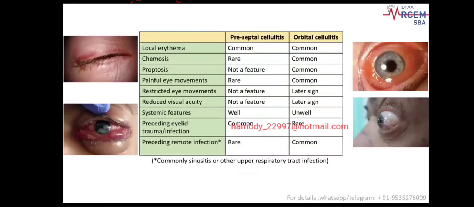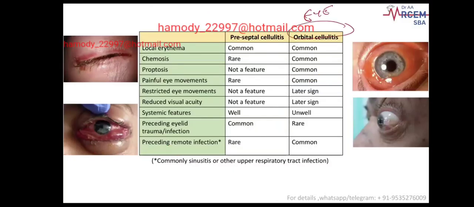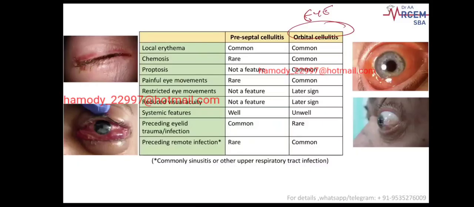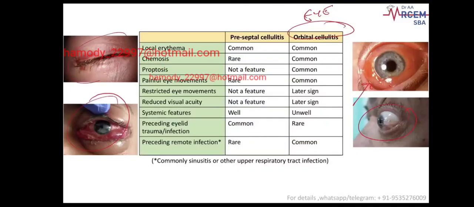How do you differentiate preseptal cellulitis from orbital cellulitis? Whenever any eye symptom is present, think of orbital cellulitis and admit the patient. As simple as that. For example, they are having chemosis. This is chemosis. Also, they are having proptosis. This is also chemosis. This is known as blepharospasm, painful, difficult in opening the eyes. Involuntary closure of the eyes is known as blepharospasm.